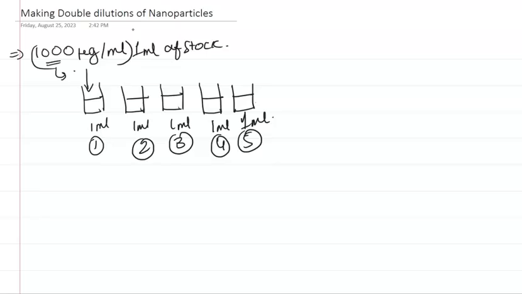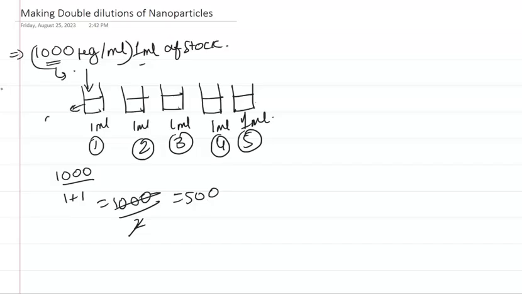So if I'm going to take the very first tube, in this tube we are going to take 1 ml of the given stock. So the entire volume is going to be 1 plus 1 and the concentration of the stock will be 1000. So overall it is 1000 by 2, which means 500. So the first tube will have the concentration of 500 microgram per ml.